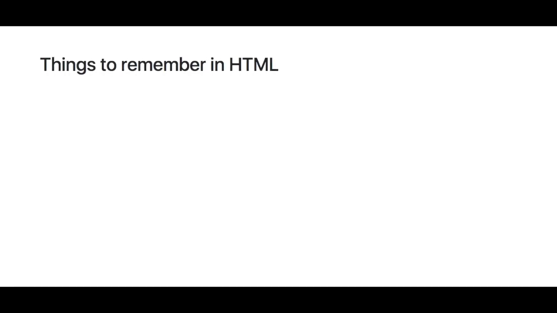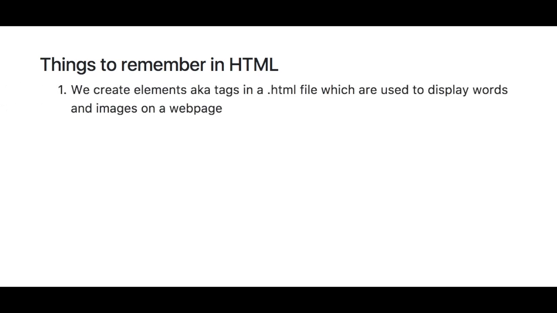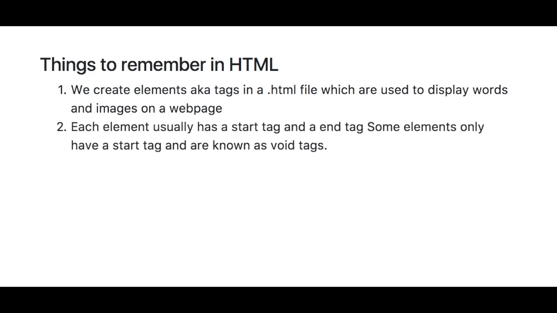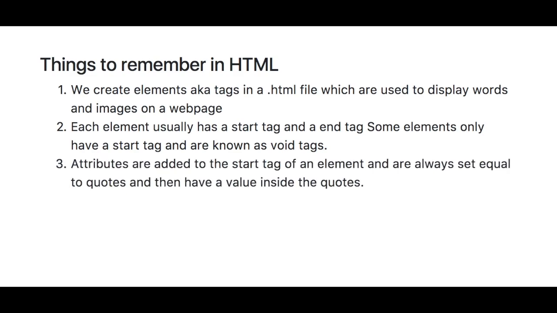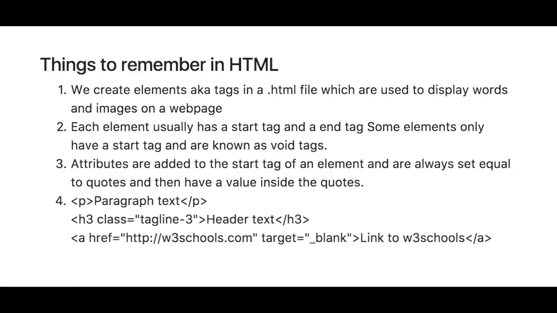Some of the things in HTML we need to remember are we create elements, aka tags, in an HTML file, which are used to display words and images on a web page. Each element usually has a start tag and an end tag, although some elements only have a start tag and are known as void tags. Attributes can be added to a start tag of an element and are always set equal to quotes and then have a value inside of those quotes. Here are some examples of some elements with or without attributes.